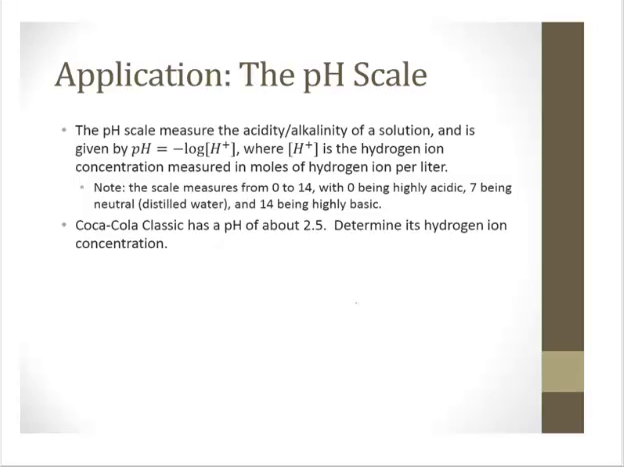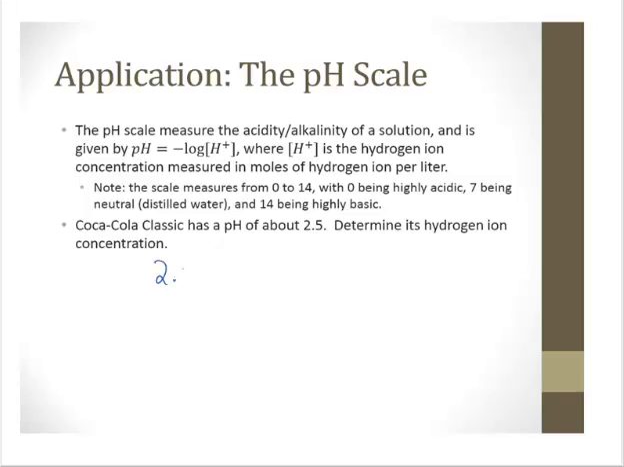One more application, the pH scale. The pH scale measures the acidity or alkalinity of a solution, and is given by pH is equal to negative log of H plus, where H plus is the hydrogen ion concentration measured in moles of hydrogen ion per liter. This scale measures from 0 to 14, with 0 being highly acidic, 7 being neutral, and 14 being highly basic. So for example, Coca-Cola Classic has a pH of about 2.5. Determine its hydrogen ion concentration.